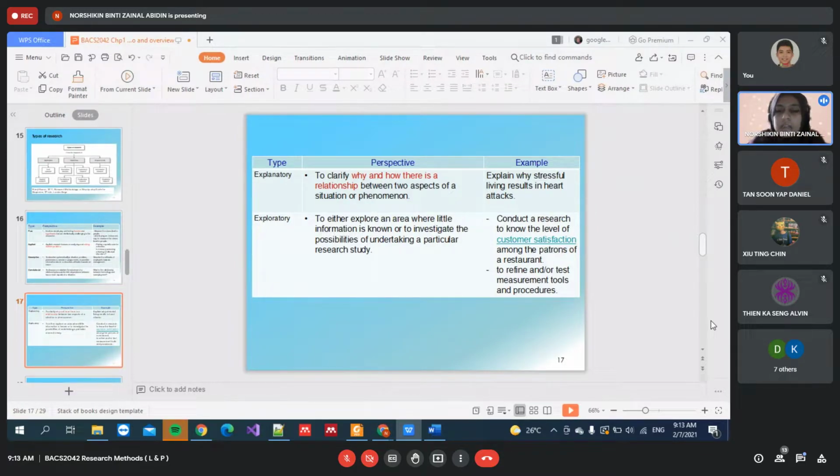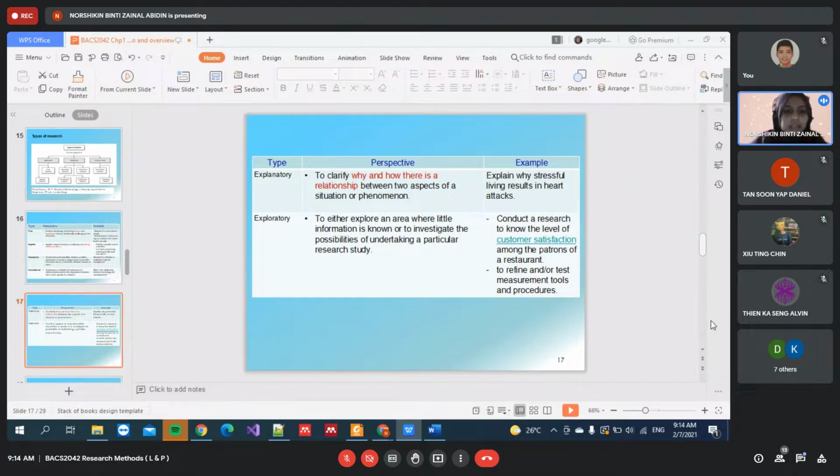Yeah, as you can see in the example, explain why stressful living results in heart attacks. So you need to find any scientific explanation or justification why stressful living results in heart attacks. That's explanatory. For exploratory, the last one, exploratory is a research to explore an area where little information is known or to investigate the possibility of undertaking a particular research study.